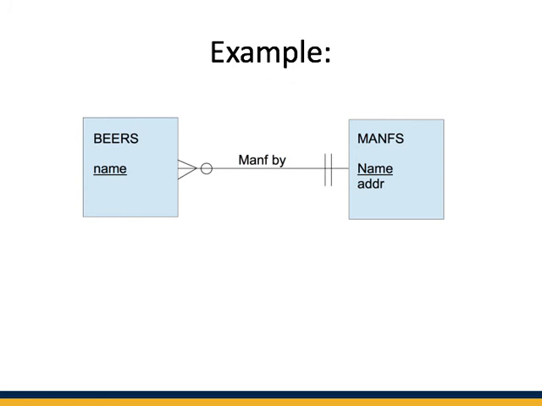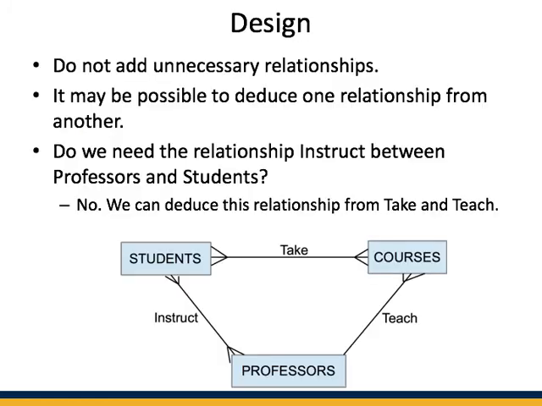Then another thing you need to be wary of in designing databases is do not add unnecessary relationships. It may be possible to deduce a relationship from another relationship. So in this one, do we need the relationship instruct? Students take courses, students are instructed by professors, professors teach courses. Do we need this? No, because we don't need this instruct relationship, because we can deduce that students take courses that are taught by these professors.